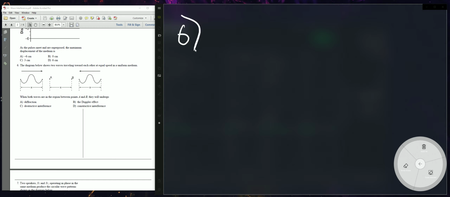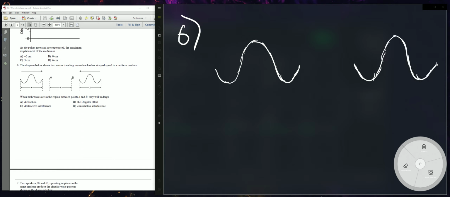6. What waves are in the region between points A and B? They will undergo what? What the problem is saying is, you have this wave right here, and then you have an identical wave. These are two identical waves, they're not different. So what is going to happen when you superimpose? Hold on, give me a second.